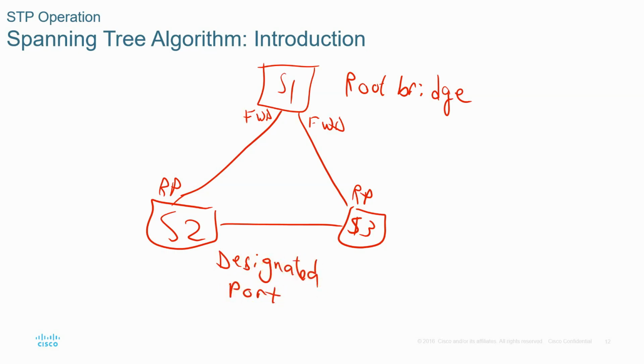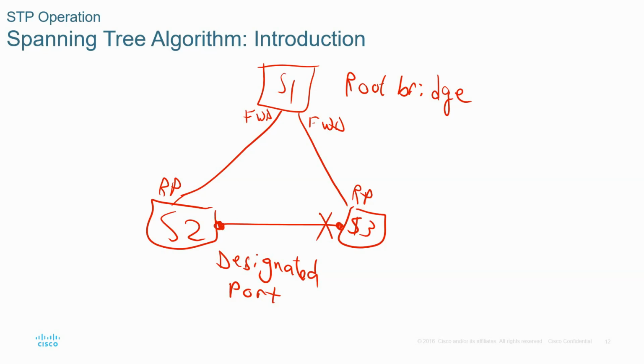Designated port. Okay. Let's assume that this port right here becomes in the blocking state and the other one will become the designated port. Okay. I will show you how switches S2 and S3 will actually determine which port becomes the designated port and which one becomes the blocked port.